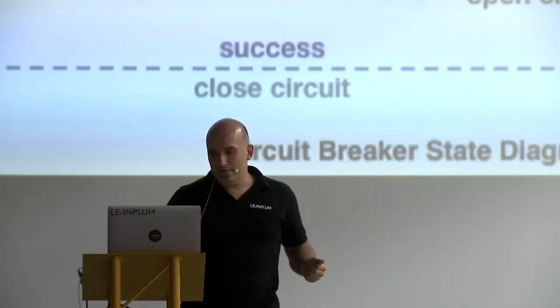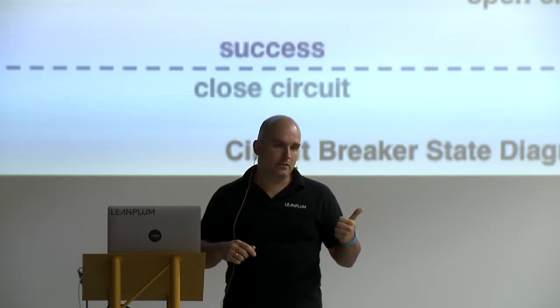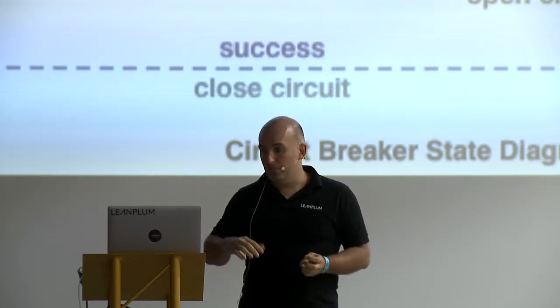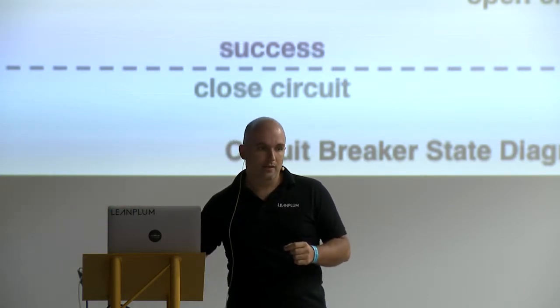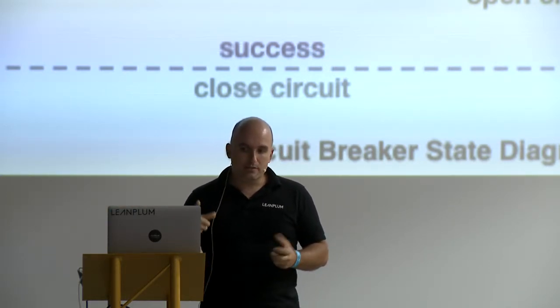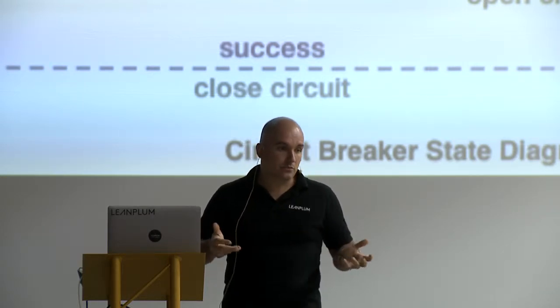So in case this one request fails again, we are going back to the open state. But in case the request succeeds through the whole path, through the guarded component, then the circuit breaker is closed and everything starts working normally.